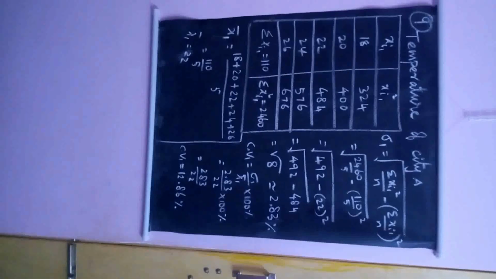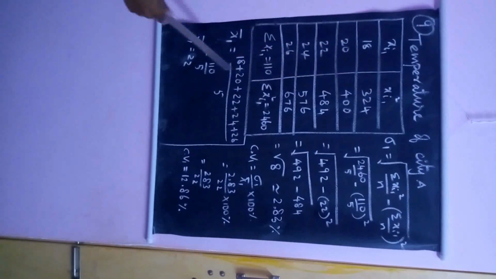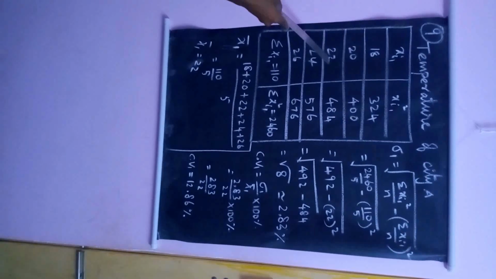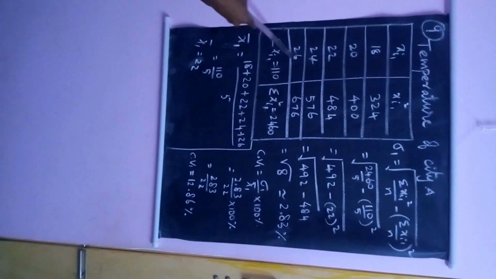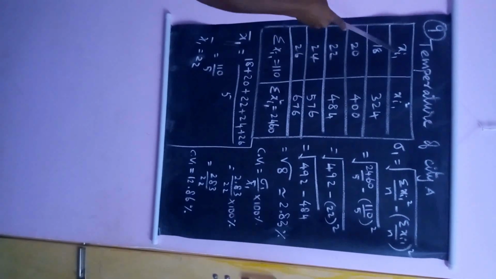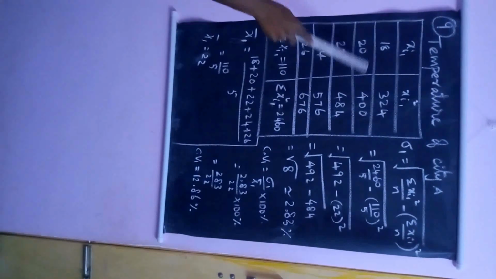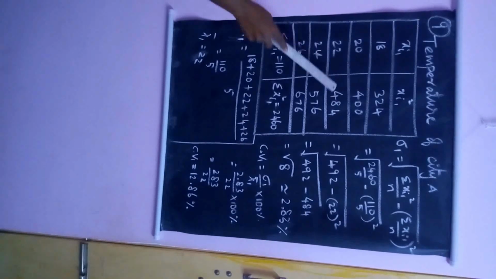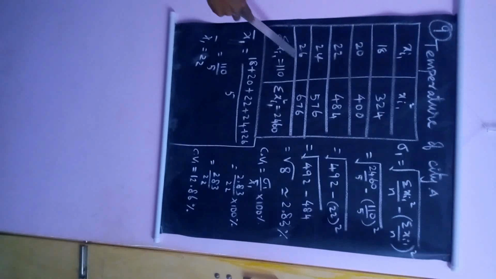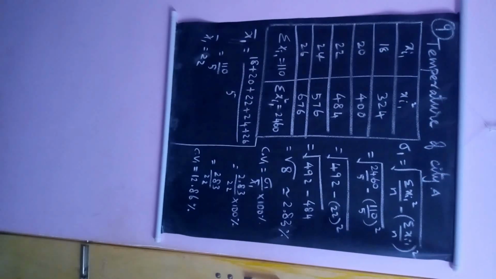Now in this problem we use the direct method. The solution of the problem. Temperature of city A: xi1 equals 18, 20, 22, 24, 26. Next, xi1 square, which is nothing but the square of xi1. Square of 18 equals 324, square of 20 equals 400, square of 22 equals 484, square of 24 equals 576, square of 26 equals 676.